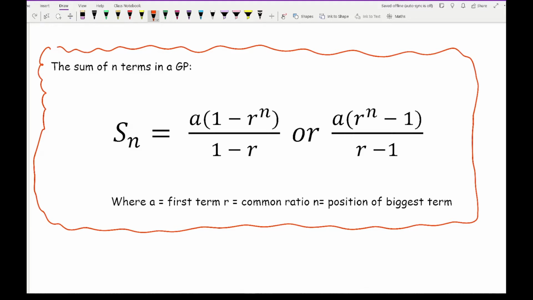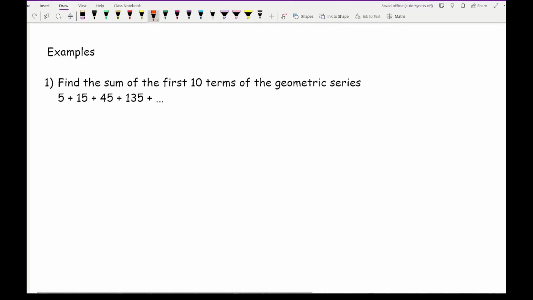So in this first example, we've got 1 minus r to the n with 1 minus r as the denominator, and in the second version we've got r to the n minus 1 in our numerator and r minus 1 at the bottom, where a is going to be our first term, r is the common ratio, and n is the position of the biggest term. Let's have a look at going through some examples.